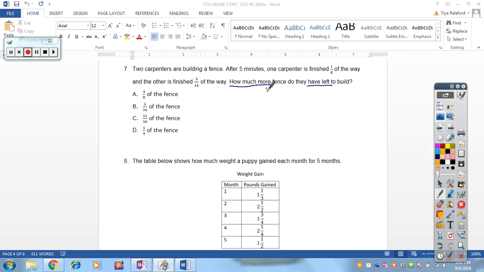What does how much more and have left tell you to do? Right, you have to subtract. If you don't write the word subtract here, you did not correct your problem. You have to write that word.